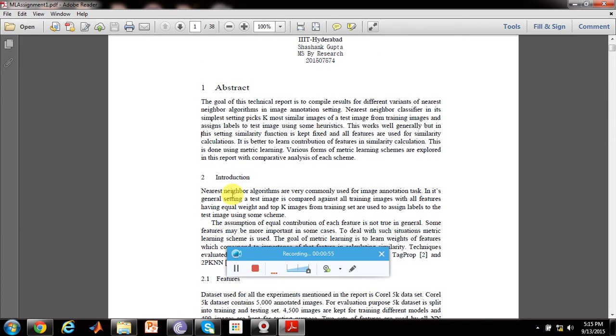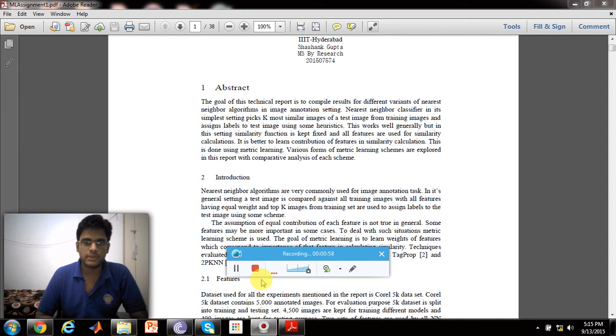Now I will talk briefly about the data set and features. The data set which was used is the Corel 5K data set, which is a sort of benchmark data set for image annotation problems. As the name implies, it has 5K, so the data set is 5000 images. In all the algorithms, the 5000 images were split into two parts, 4500 images for training and 500 for testing. They were selected randomly so that a model does not overfit a particular selection of images.